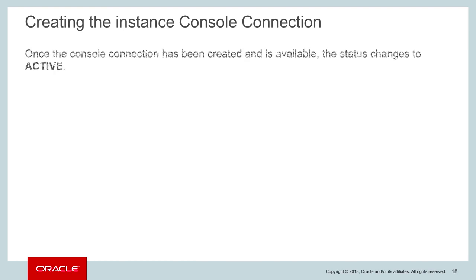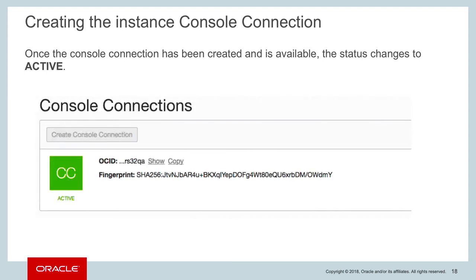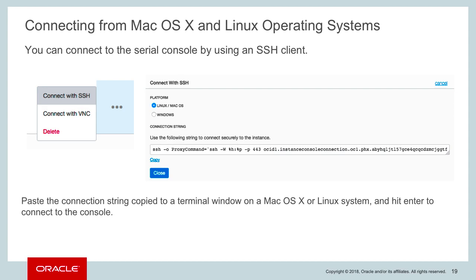Okay, so once you create it, you're going to see that the console connection will become active, and you can see a green sign saying that the instance connection is now ready to be used. So when that happens, you can just click on the action button and then choose which type of connection you want to do. You want to do an SSH, or you want to connect through the VNC, sorry. So you can choose one of those options.